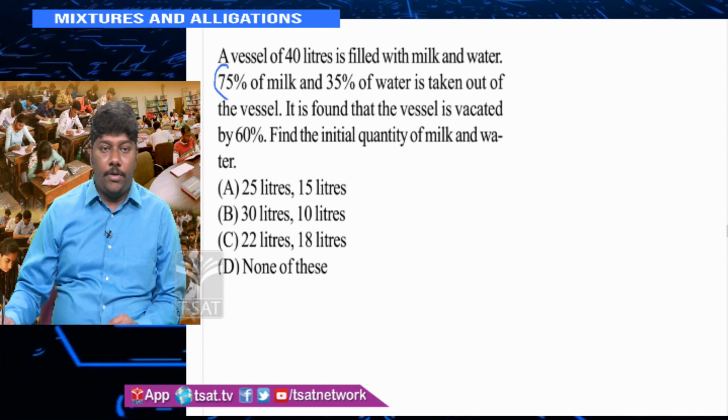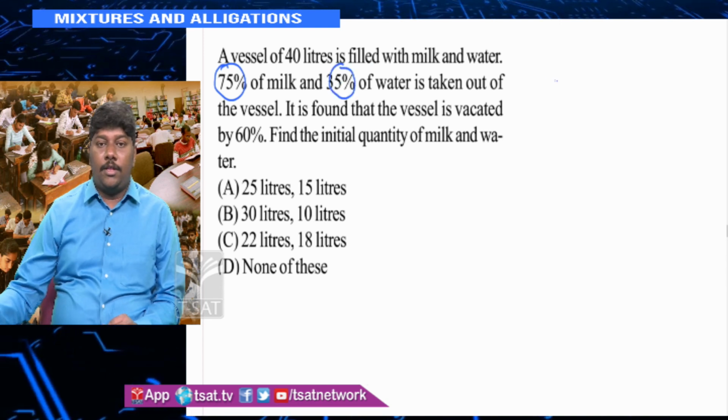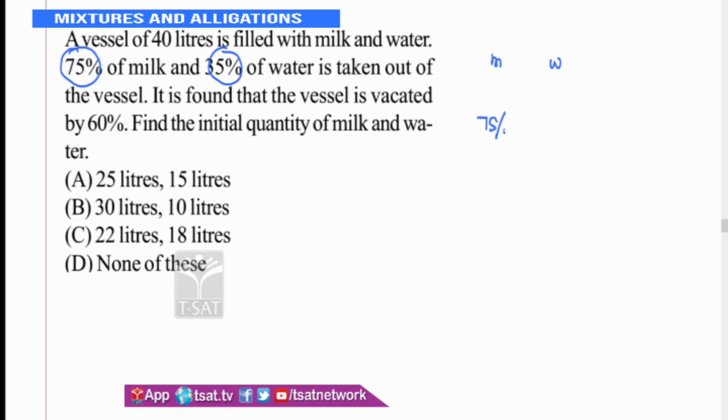See, if you take out 75% of milk and 35% of water, the vessel consists of both milk and water. That means you add 75% of milk and 35% of water in the quantities N1 and N2, where N1 and N2 are milk and water, and A1 is 75%, A2 is 35%. You get 60% of the volume. Everything is based on weight, so it is not the concentration, it is weight here. A1 is 75%, A2 is 35%, your capital A is 60%.